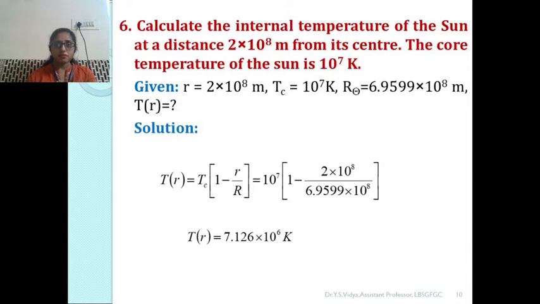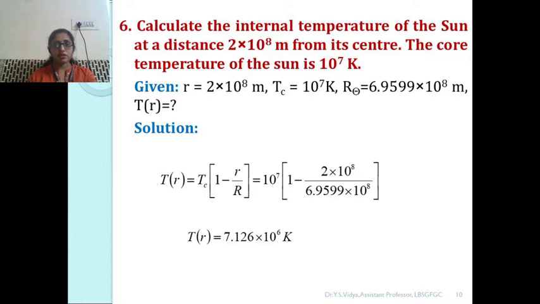Calculate the internal temperature of the sun at a distance 2 × 10^8 meters from its center. The core temperature of the sun is given as 10^7 Kelvin. Here, the given values are small r equal to 2 × 10^8 meters, Tc, the temperature of the core, is 10^7 Kelvin, and the radius of the sun is 6.9599 × 10^8 meters.